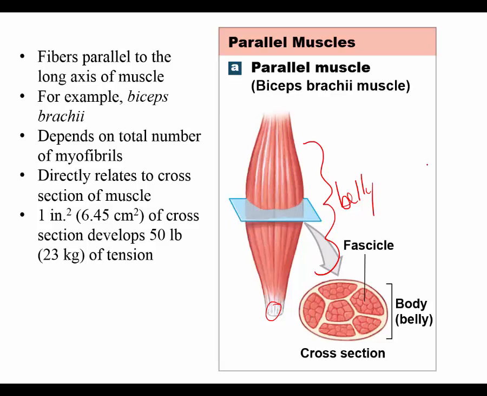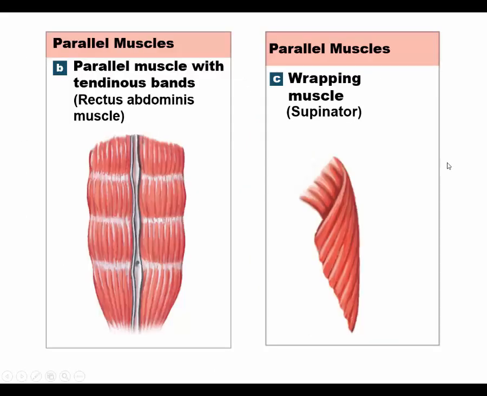So these are parallel muscles. The rectus abdominis muscles are parallel muscles. And again, you have to look at the belly of the muscle because certainly they start to converge down on the tendon, the insertional or origin tendon. But the belly of the muscle has parallel fibers.